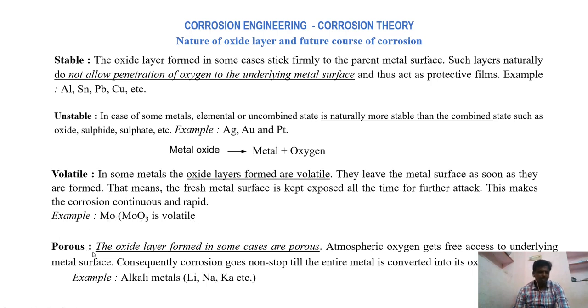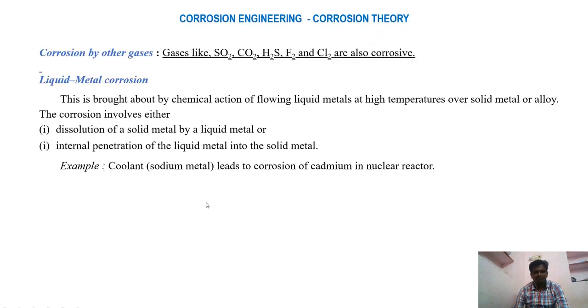Next, porous. If oxide layers have more pores, then atmospheric oxygen can enter into those pores, and it may corrode that metal surface. Other gases like SO2, CO2, H2S are also more corrosive in nature.